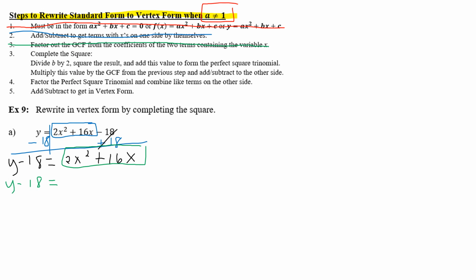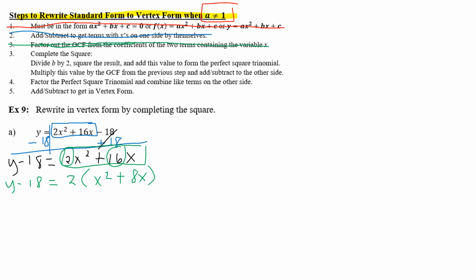The step here says factor out the GCF from the coefficients. So we're really only looking at 2 and 16. I'll explain in a little bit why we don't want to take out an x, even though they both do have an x in common. So between 2 and 16, the most you can take out is 2. When we do that, we'll be left with x squared plus 8x. Now, the reason I didn't want to take out an x, even though I could have because they had an x in common, was because I still want to create the perfect square trinomial. So I want to complete the square. And in order to do that, I need to have an x squared, so I can't take one out.